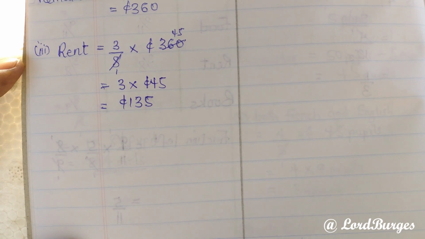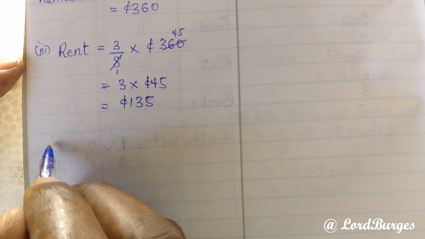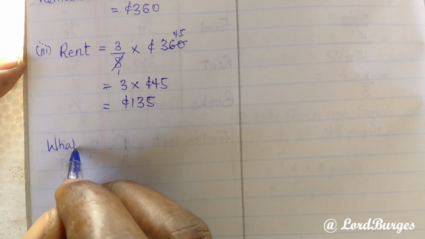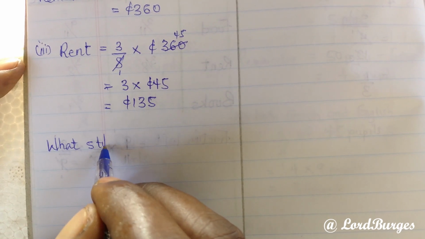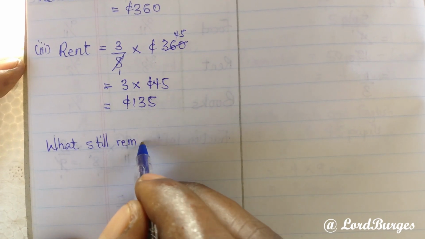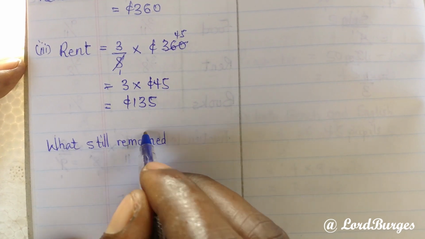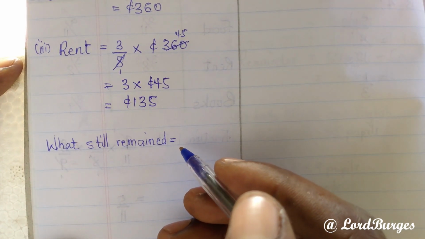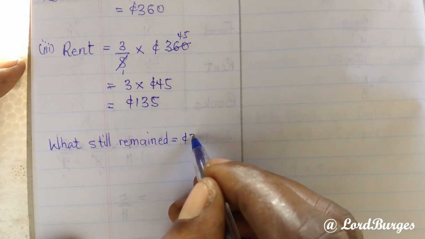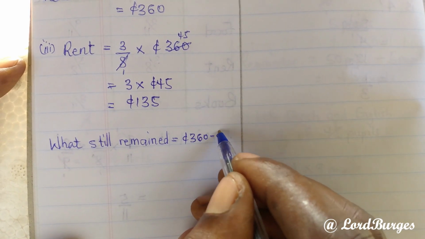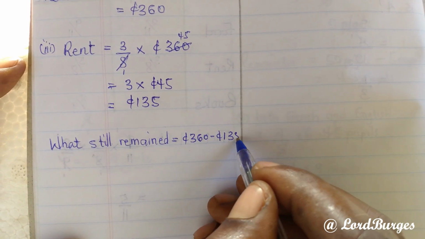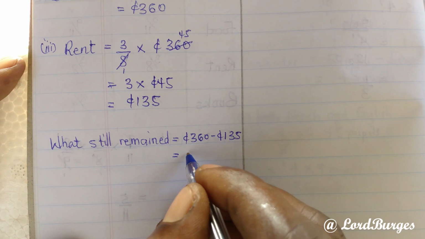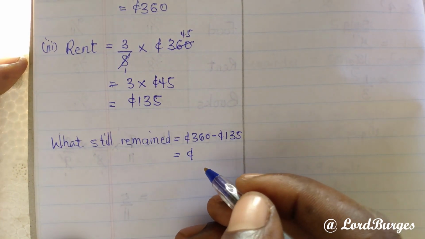After the expenditure on rent, we now need to find what still remained. So what still remained is, the remainder was 360. So 360 take away 135. So what still remained is 225.